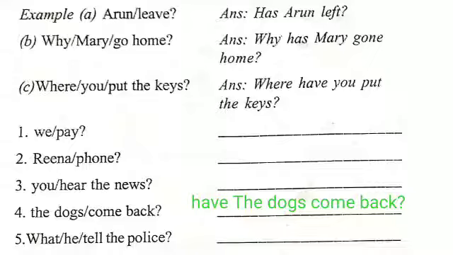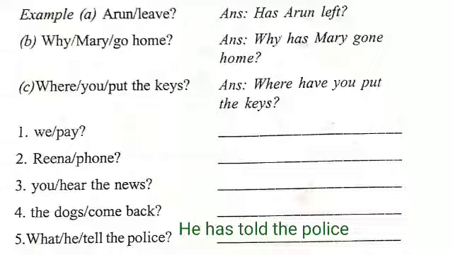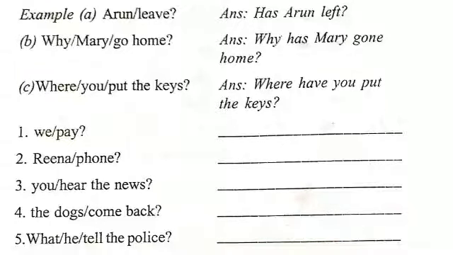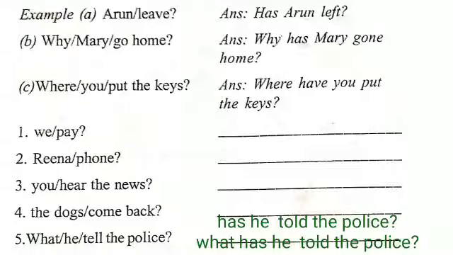Then fifth one is a WH question. What he tell the police? Change into a positive statement here first. He has told the police. Then question, has he told the police? Then WH question, what has he told the police?